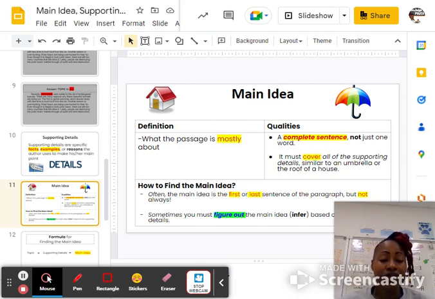How to find the main idea: you want to look there. It says the main idea is often the first or last sentence of a paragraph. It's usually the first or last sentence of a paragraph, but not always. It usually is. Sometimes you have to infer it, meaning you have to figure it out. It's not always stated. You have to infer it.